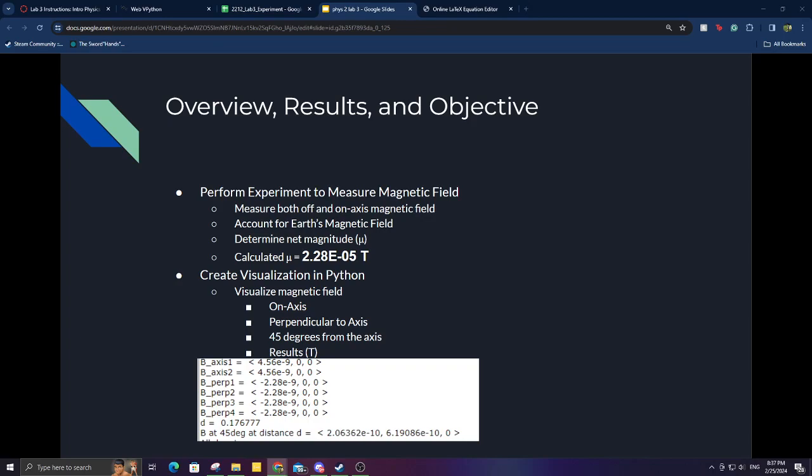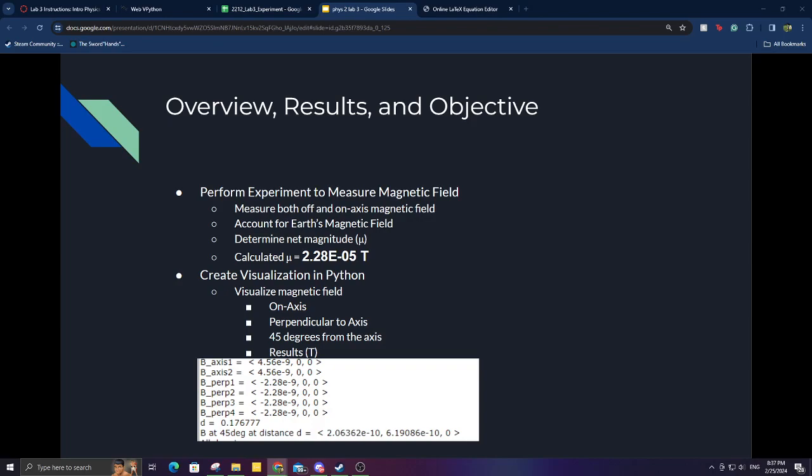In this lab, we were tasked with both performing an experiment in which we measured the magnetic field at different points around a magnet and creating a visualization of its magnetic field in VPython. In the experiment, we calculated both on-axis and off-axis magnetic field, making sure to account for Earth's innate magnetic field. Using our data and the averages collected in the provided spreadsheet, we were able to find the total magnetic field mu. In this case, I found a mu of 2.28 times 10 to the negative 5 teslas.